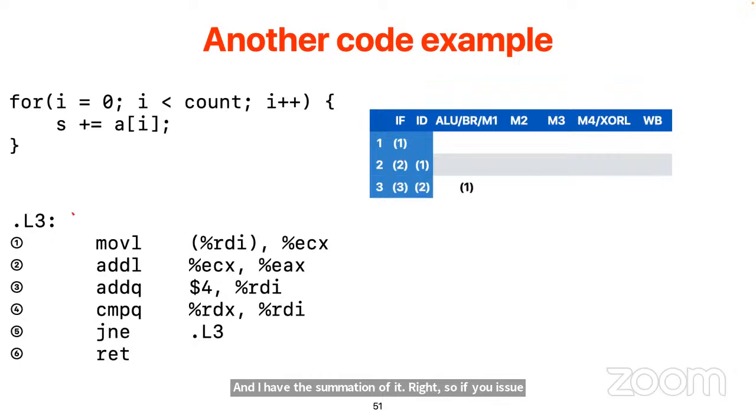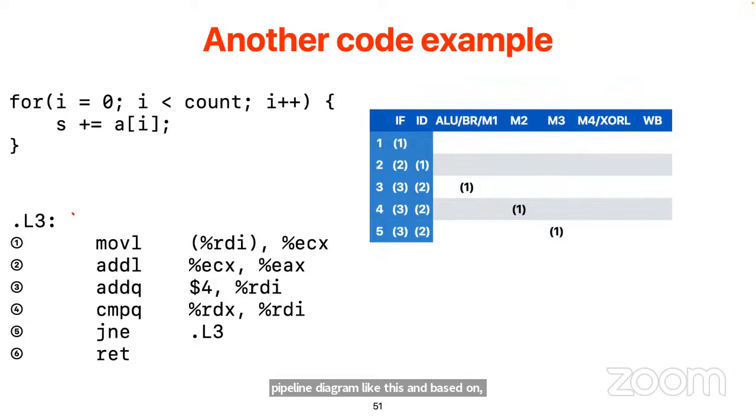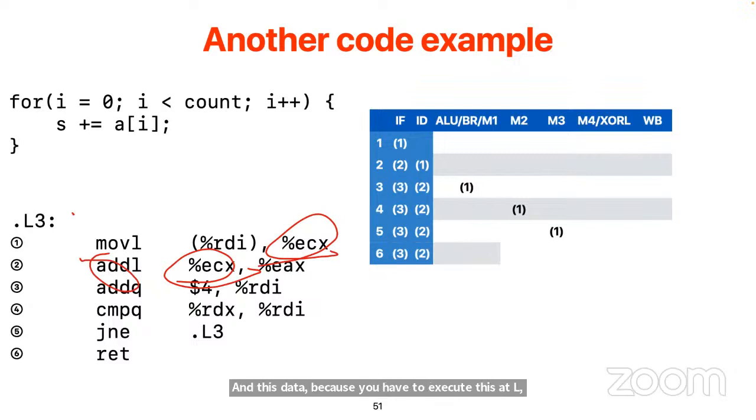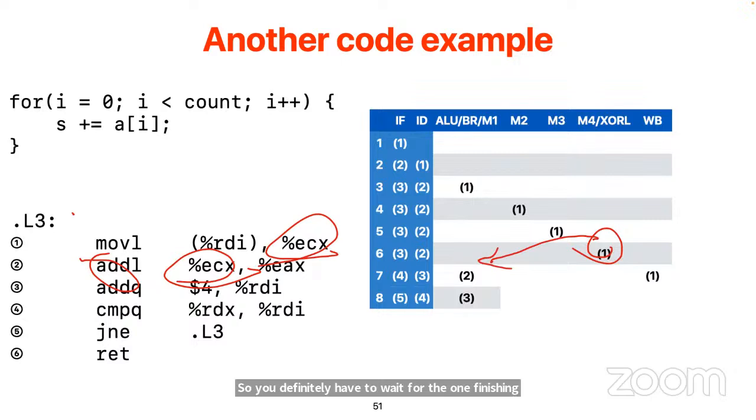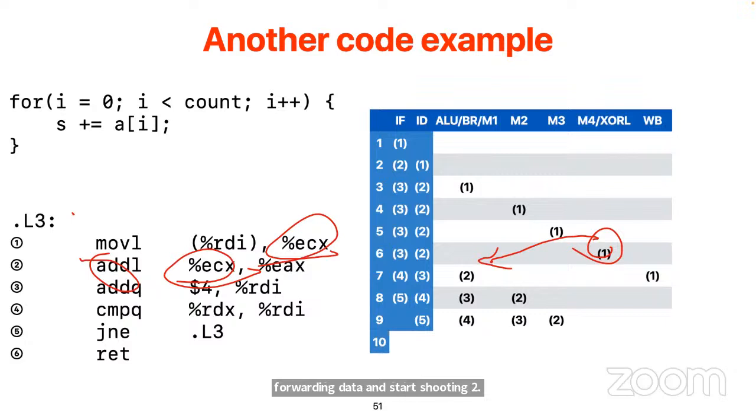Based on the code that we have, you'll figure out that we have a data dependency on ECX here. This data dependency exists because you have to execute this addl right after the movl. So you definitely have to wait for the first one to finish its M4 stage, and then you can start forwarding data and start executing. So this is pretty much the execution diagram.